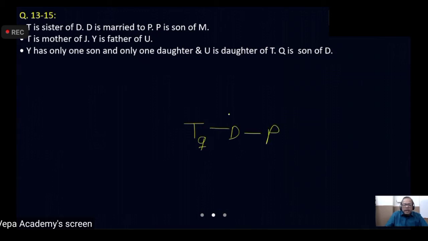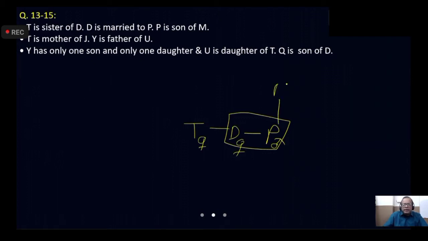D is married to P. So D and P are husband and wife. We put them in a rectangular box. P is son of N. P is son, which means male. Once one spouse is male, the other one should be female.